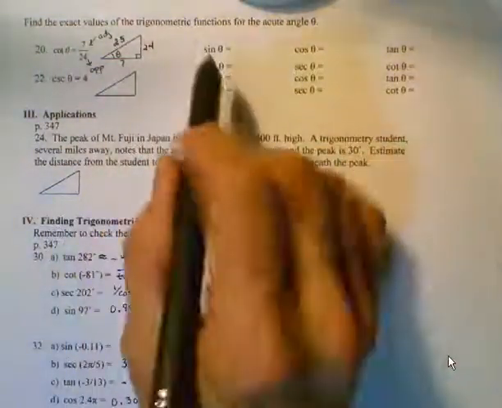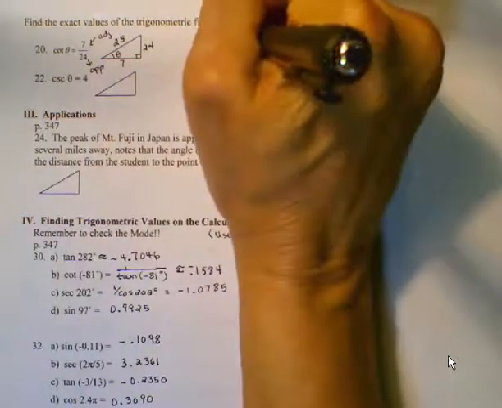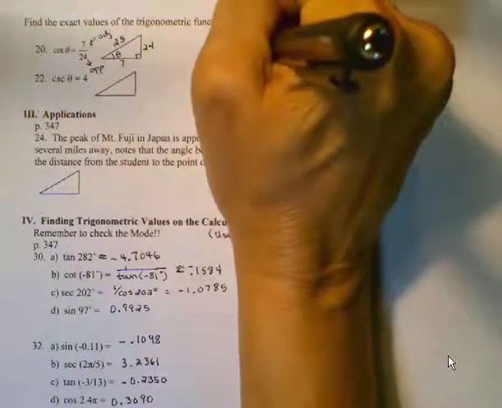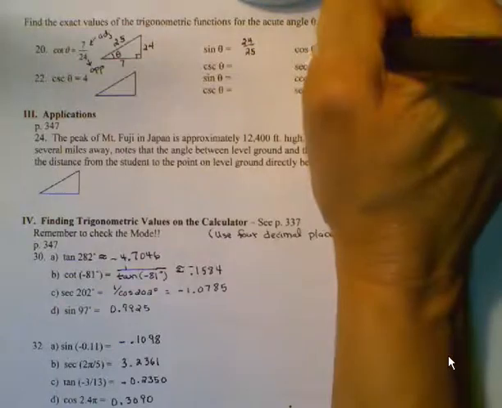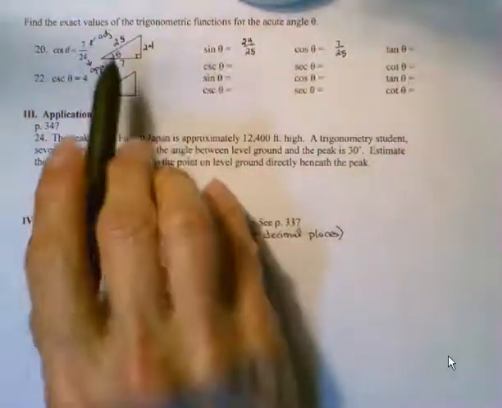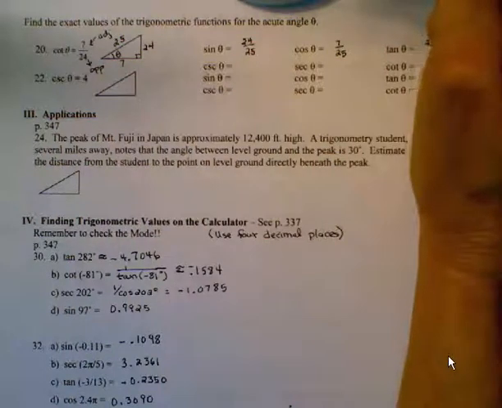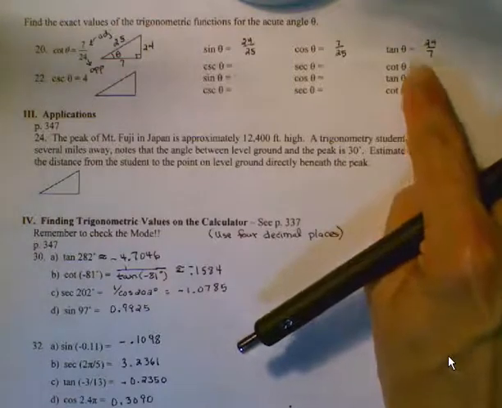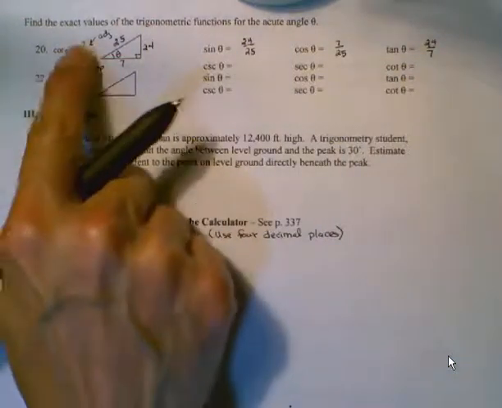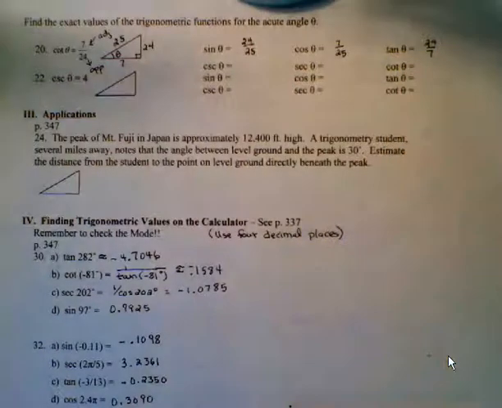I can say sine of theta is opposite over hypotenuse. Cosine of theta is adjacent over hypotenuse. And tangent theta is opposite over adjacent. And that kind of serves as a check, because we were given that cotangent theta is 7/24, so we should get for tangent theta 24 over 7.